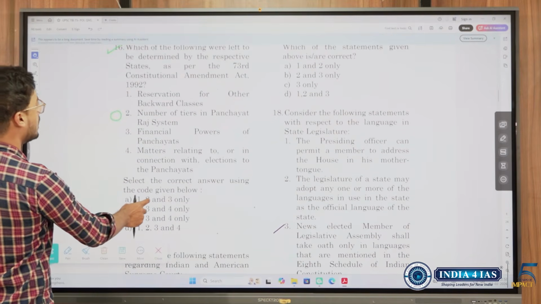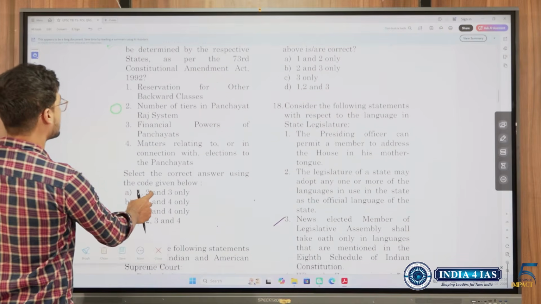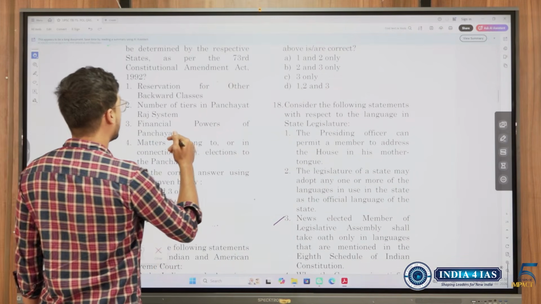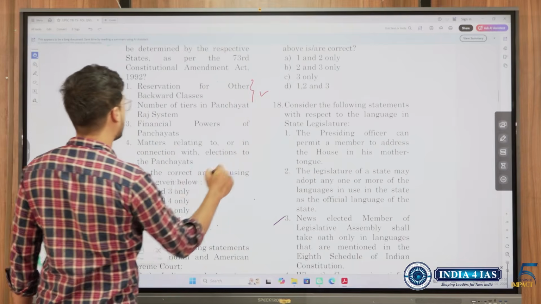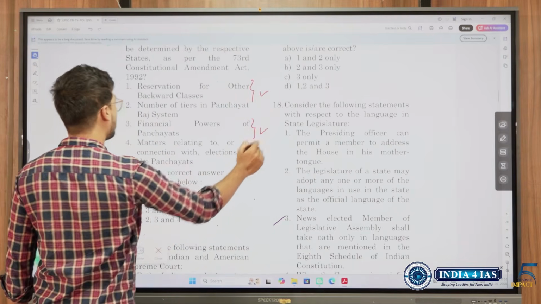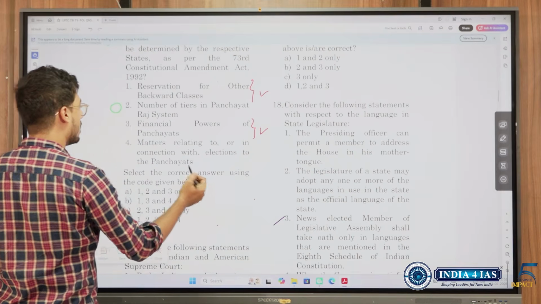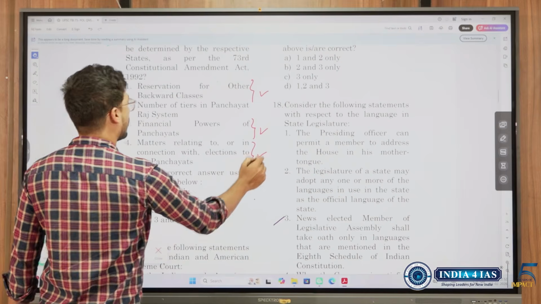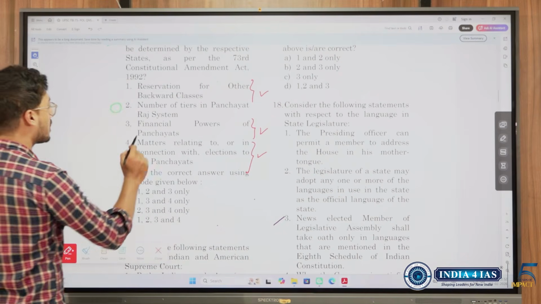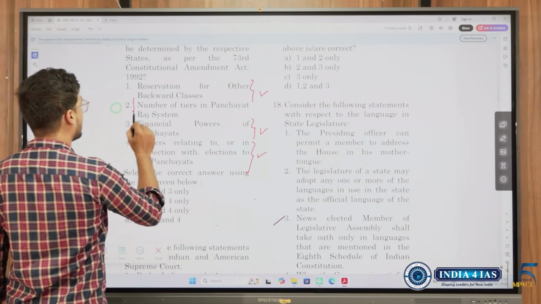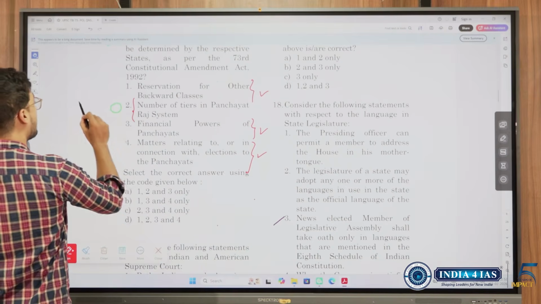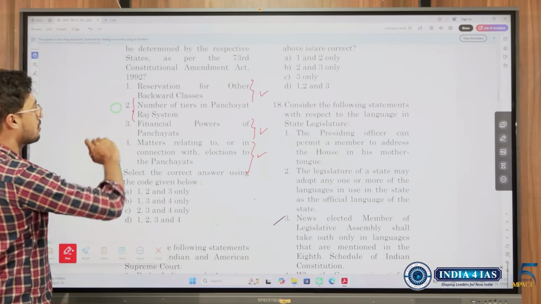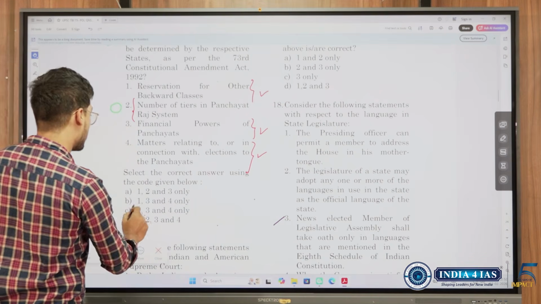Which of the following will have to be determined by the respective states as per the 73rd Constitutional Amendment? See, this is a simple question. This is basic. You should know. This was left. Okay. Financial powers to panchayats was also left. Matters relating to elections of the panchayat. Okay, this was also left. Number of tiers was not left to be decided by the states. It was a compulsory provision. But in the solution, I found that even this has been taken as conditional, which is wrong. So the answer is 134.